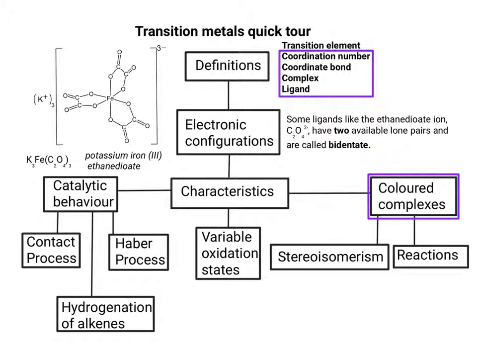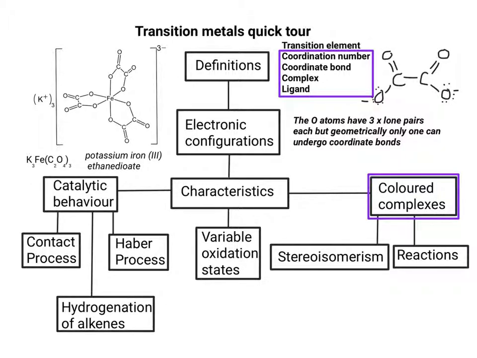So this example is probably a little more complex than you'd expect at A level, but you could call it potassium iron 3 ethane dioate. So the ethane dioate ion is 2- charge, so 3 of them against the 3+ iron, would lead to a 3- charge on the ion overall. So the iron 3 ethane dioate ion has a 3- charge, so it needs 3 potassium ions to balance that charge out.